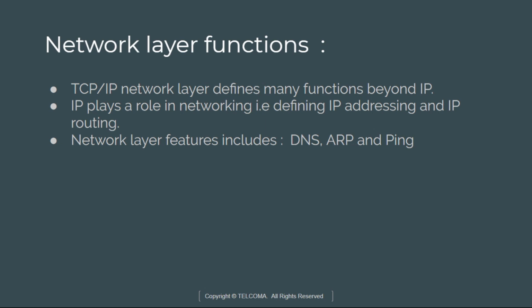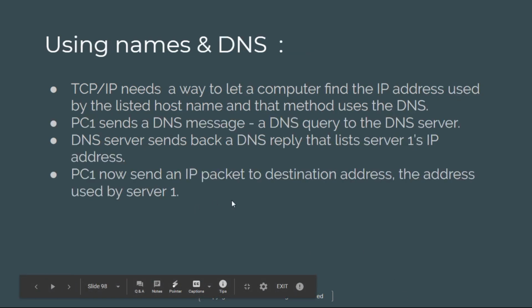Next is using names and DNS. TCP/IP defines a way to use host names to identify the other computers. For example, web browser. Suppose we have opened a web browser and we have typed www.google.com. So our computer doesn't send an IP packet with the destination address www.google.com. It sends an IP packet to an IP address used by the web server for google.com. TCP/IP needs a way to let a computer find the IP address used by the listed host name, and that method uses the DNS.